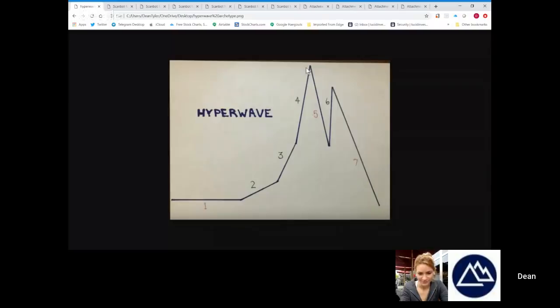Two things I'd like to point out that make it different from almost all other technical patterns. This pattern stands on its own. Once it begins, it will end with 7 returning back down to 1. Most people realize that what we're looking at is a bubble. All Hyperwaves are bubbles, but very, very few bubbles are Hyperwaves. And what that means is what looks like a parabolic move here from 1 up until the peak at 4 is not parabolic. It is actually linear.